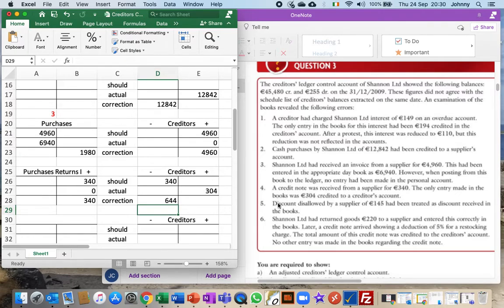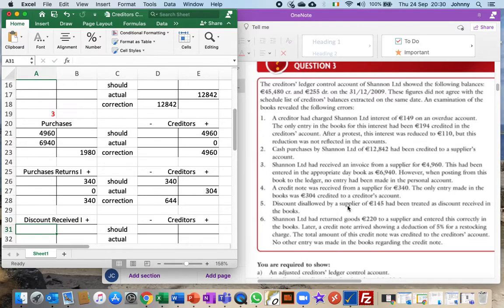Next one. Discount disallowed has been treated as discount received in the books. So we've had this before. So creditors, if they let us off money, we have discount received. Okay, so this is when we get let off money, so we are receiving something as an income. So the plus side is on the credit side.